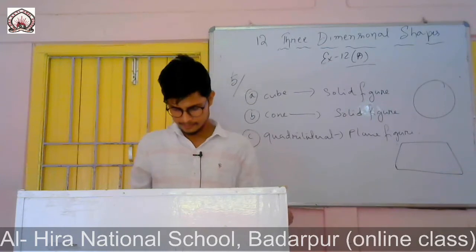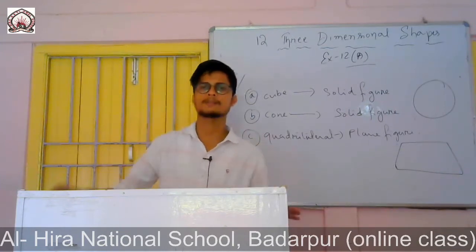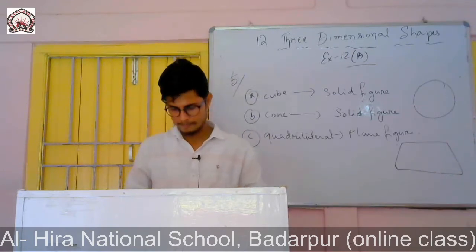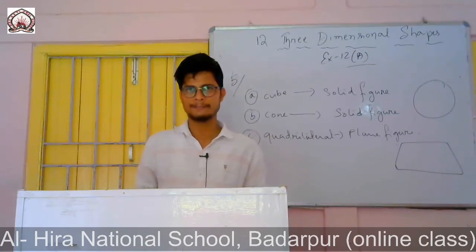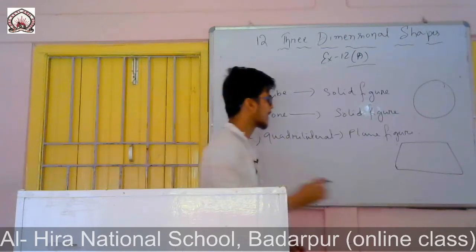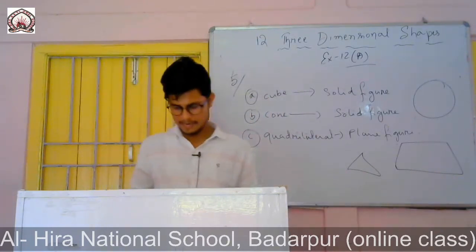Then E, cylinder. Cylinder, it is a solid figure. It is a 3D shape. So the cylinder answer is solid figure. Then question number F, triangle. Triangle is a plane figure. In a single plane I can draw a triangle. So it is a plane figure.